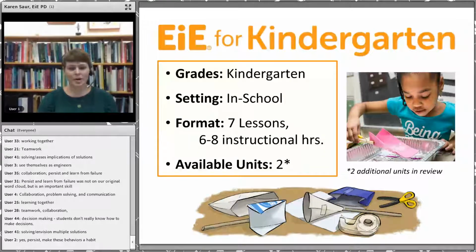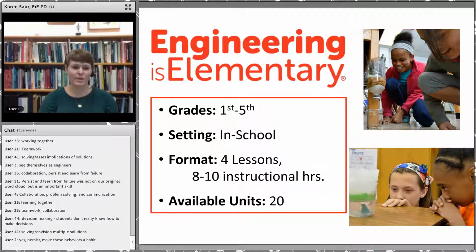Our EiE for Kindergarten. Each unit has 7 lessons. It should take you about 6 to 8 instructional hours. We have 2 units that will be available this fall. We are currently also writing 2 more, so there'll be a total of 4 units for kindergarten going forward. Engineering is Elementary is our main curriculum that we started with.